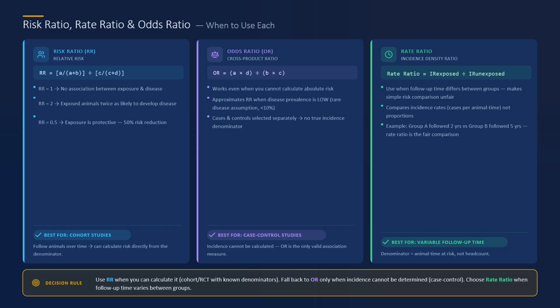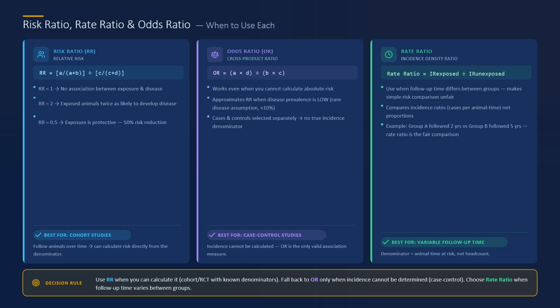Ratios: 3 different jobs. The exam loves to test whether you can pick the right one. Risk ratio is risk in the exposed divided by risk in the unexposed. Risk ratio of 1 means no association. Risk ratio of 2 means exposed animals are twice as likely to develop disease. Risk ratio of 1/2 means the exposure is protective, a 50% risk reduction.